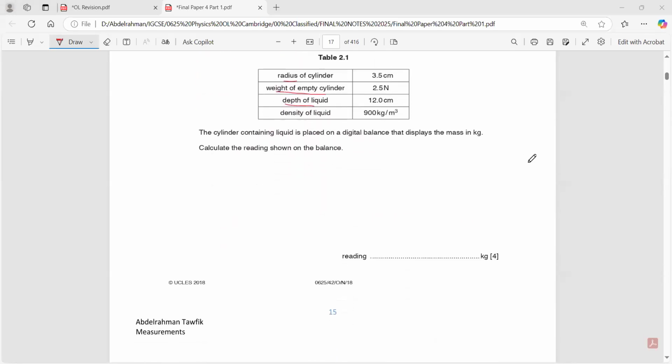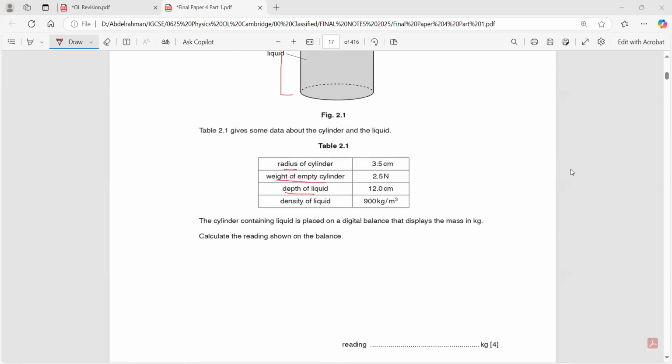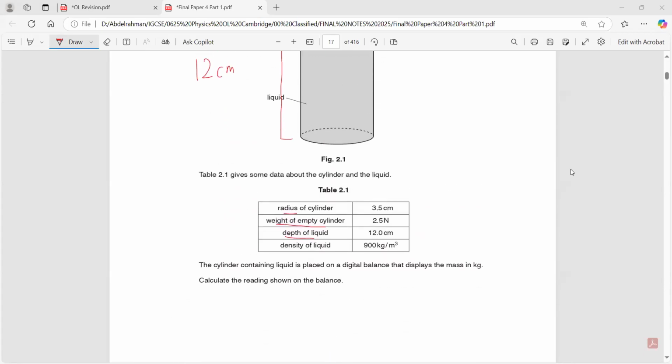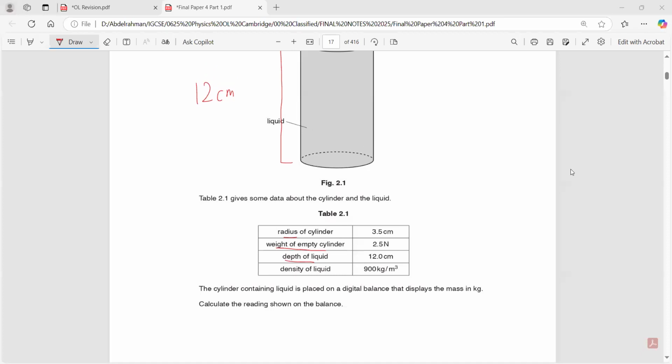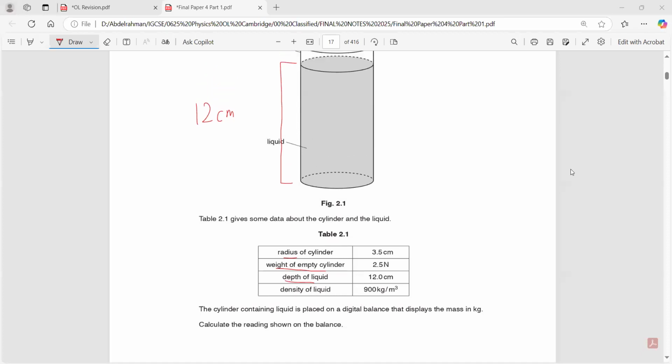It's not the easiest question, but what makes it difficult is the numbers. The numbers are a bit small. What does that mean? Now the radius is 3.5 centimeters, the depth is 12 centimeters, and the density is 900 kilograms per meter cubed. We have different units.